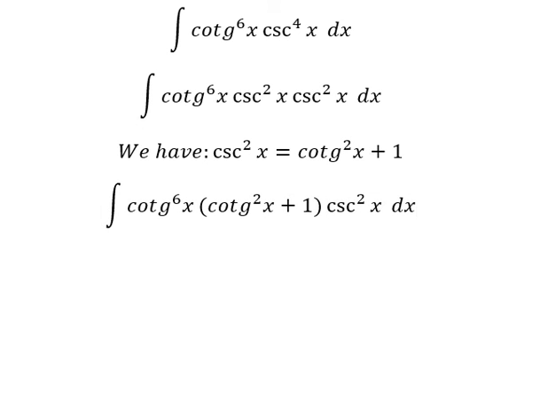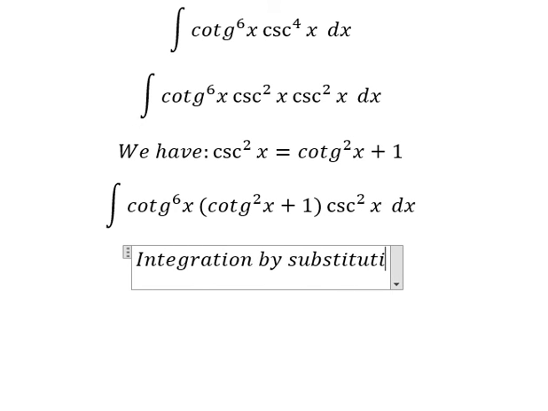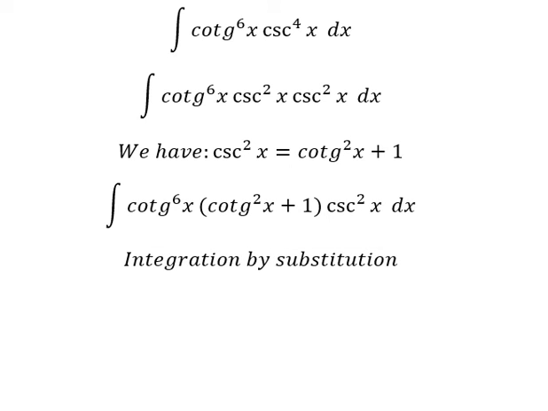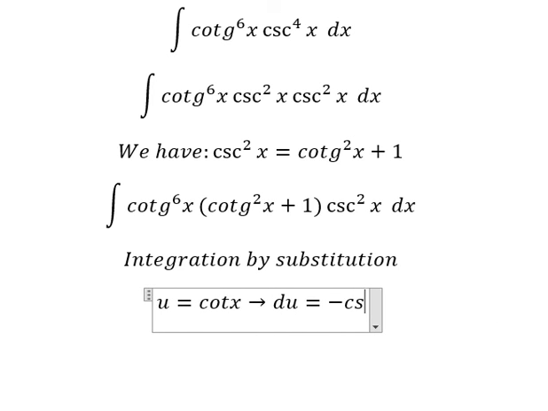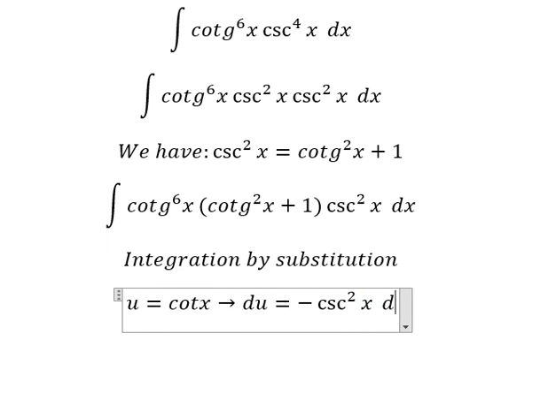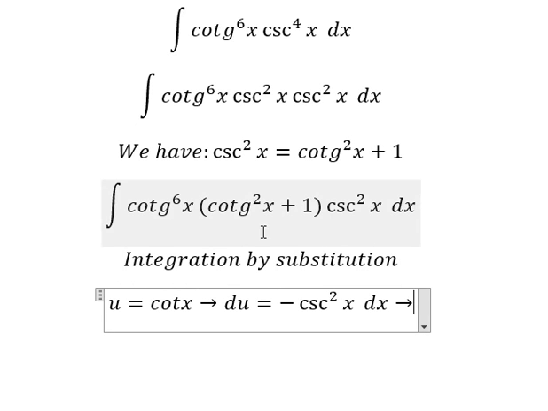Next, we need to use integration by substitution. So I need to put u equals cotangent x. Later we do the first derivative for both sides. So we have negative cosecant of x squared dx. Because we don't have the negative sign in here, I will put the negative to the left.